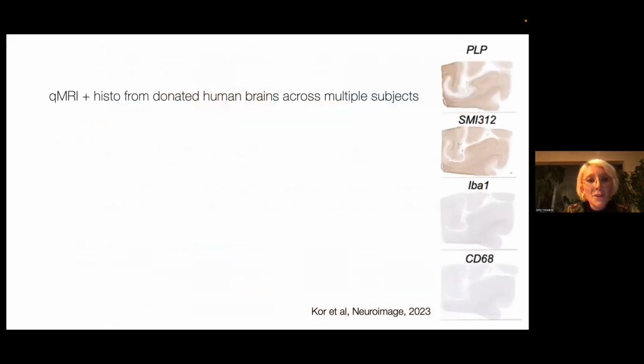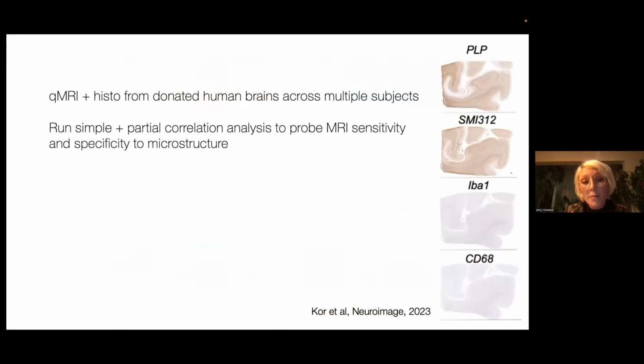Excellent. So in the interest of time, I'm going to wrap up there. Just to conclude this section, today I presented quantitative MRI and multi-contrast histology from donated human brains across multiple subjects, where this data is all made openly available. So please, again, get in touch if you'd like a copy. The fact that we have multiple stains allows us to run both simple and partial correlation analysis to probe MRI sensitivity and specificity to different aspects of the tissue microstructure.